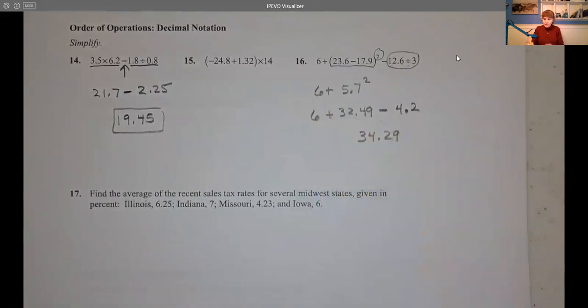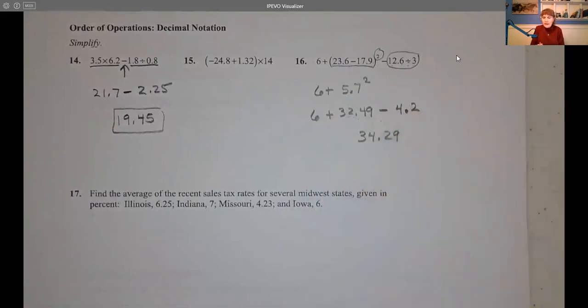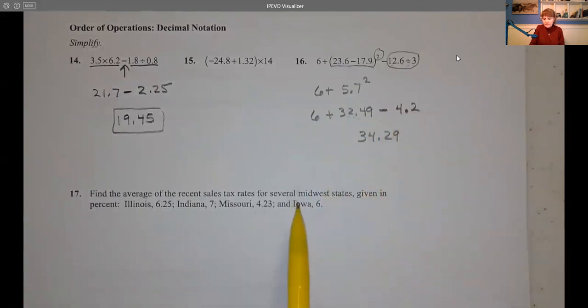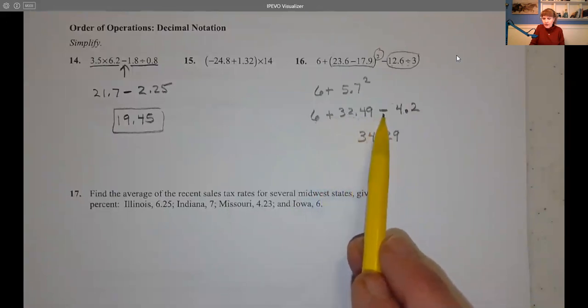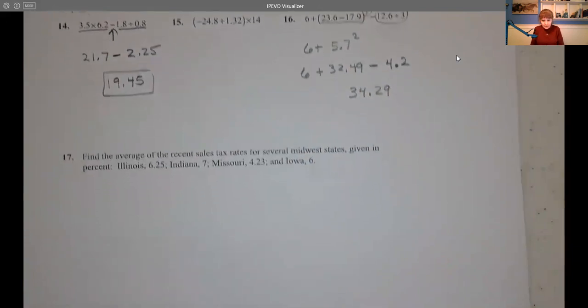Hey, and if you want to, you can still do this plus a negative idea, or you can change it to plus a negative right here, plus a negative. And so then it's 6 plus 32.49 plus a negative 4.2. All right, good. Okay, we're almost done with this section.